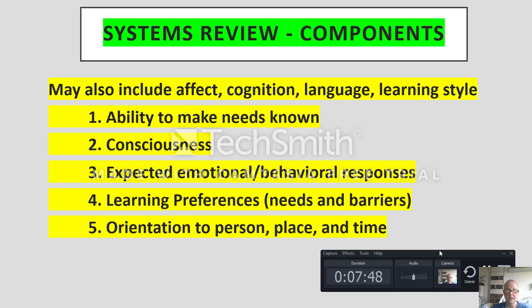Okay. You may also include the affect, cognition, language, and learning style. The ability to make needs known, consciousness, expected emotional behavioral responses, learning preferences, needs and barriers, and orientation to person, place, and time.